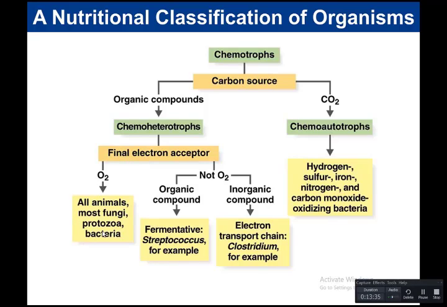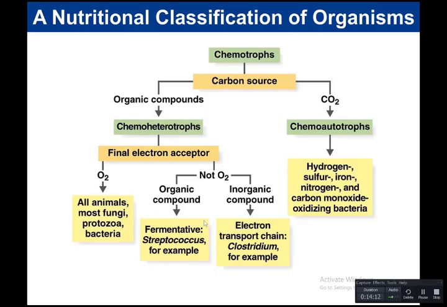We have to breathe in oxygen, and that's because we need oxygen to be the final electron acceptor. Most fungi, protozoans, bacteria, etc. Those would be chemoheterotrophs that use oxygen as their final electron acceptor. Now, some are going to use final electron acceptors that are not oxygen. Those can then be further divided by, do they use organic compounds as their final electron acceptor? If they do, these are organisms that do fermentation.